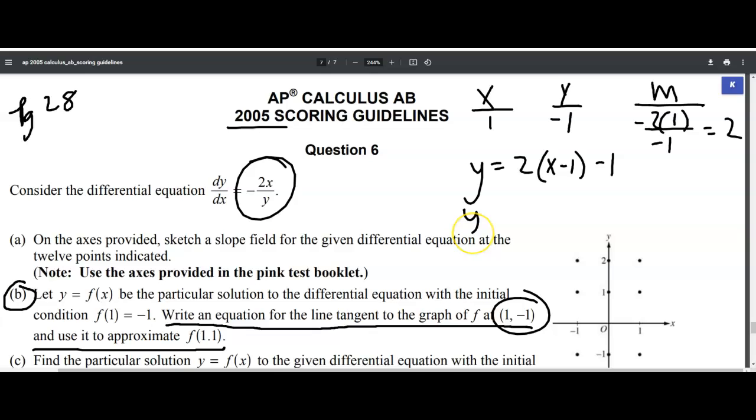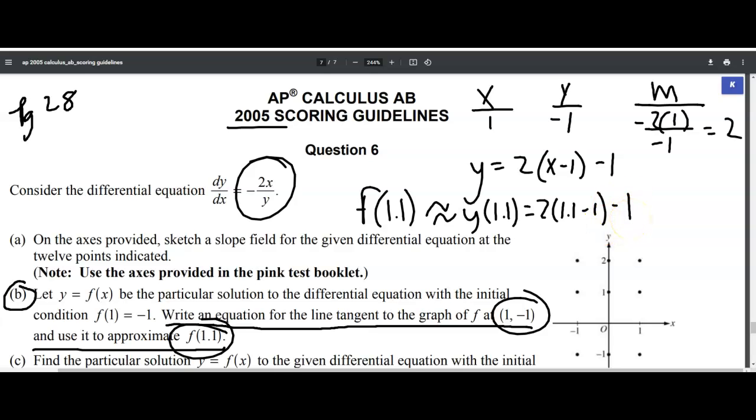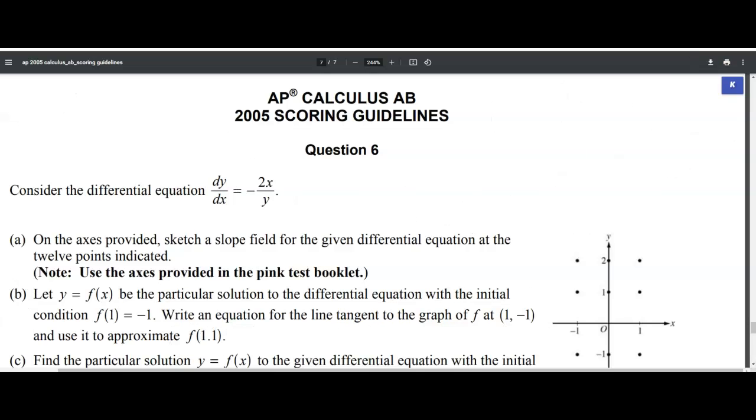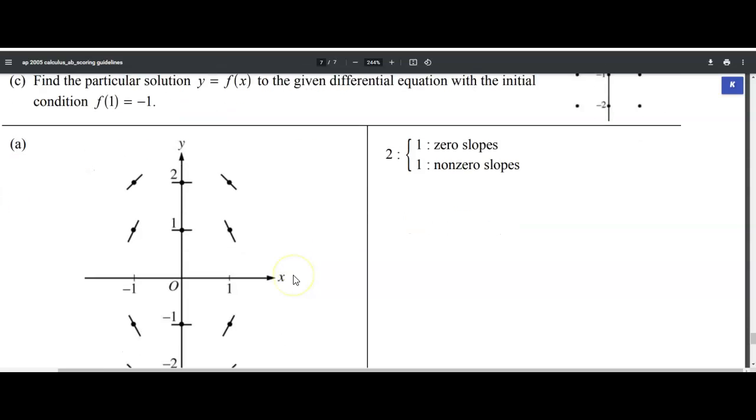And then the third thing you do is you estimate. So I want to figure out what is f of 1.1. Well, since the tangent line is an estimate of the actual function, which we don't know, f of 1.1 is approximately equal to y of 1.1, which means that we have 2 times 1.1 minus 1 minus 1. And since this is an FRQ, I can stop here and be done. Okay, so that's how you do those. Let's see how they would grade that, part B.